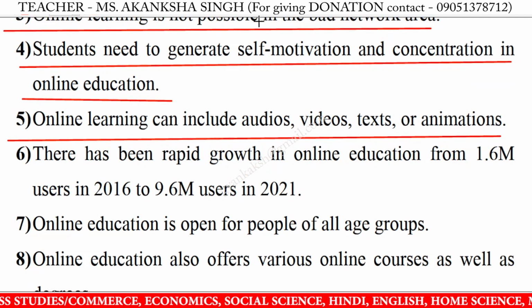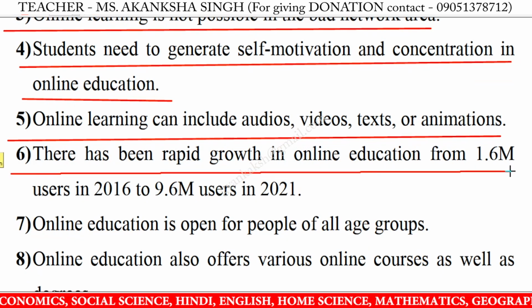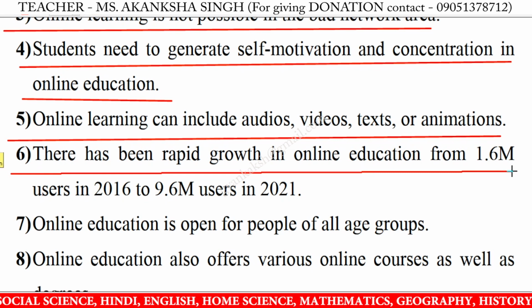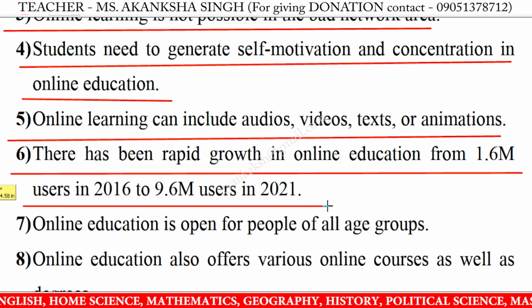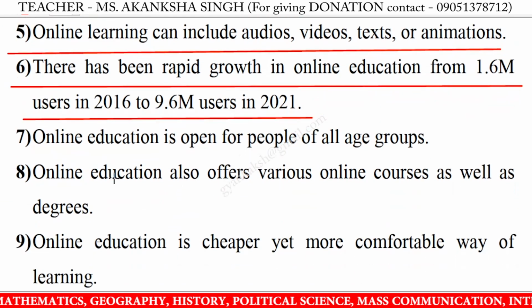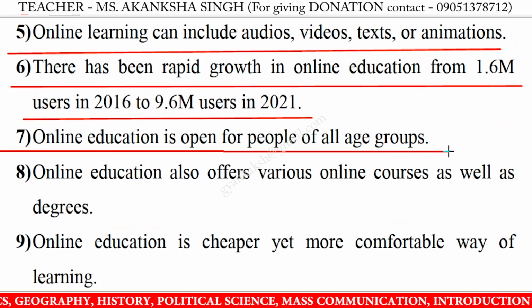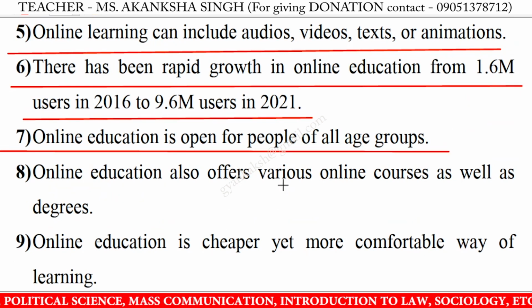Number 6. There has been rapid growth in online education from 1.6 million users in 2016 to 9.6 million users in 2021. Number 7. Online education is open for all people of all age groups.